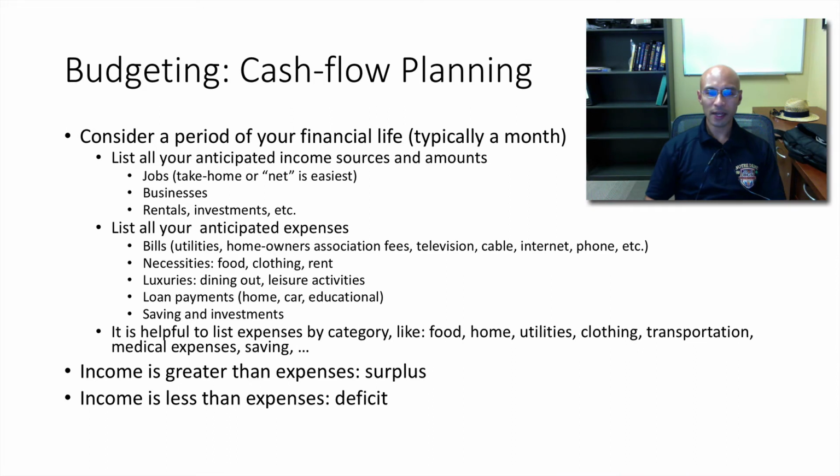So let's go over how this works in budgeting. Plan, monitor, adjust. So the planning part is budgeting. To budget, we take a period of our financial life and we list all our income and all our expenses. This typically happens over a month because paychecks are either monthly or every other week, but bills often come on a monthly basis and a lot of other expenses come on a monthly basis. So it's good to work with a month at a time.